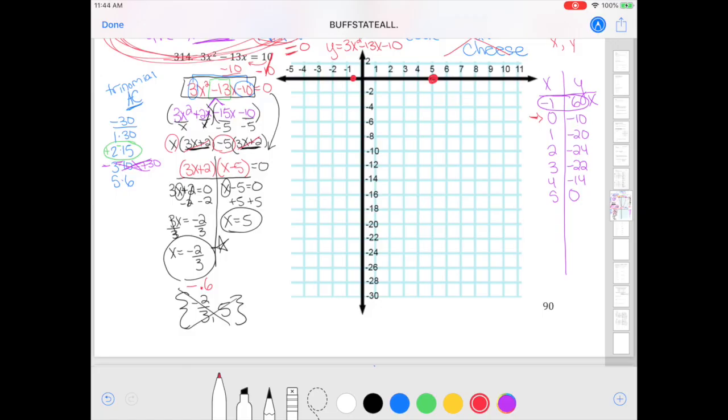0, -10 is plottable. I'm going to plot it starting right here at 0. Then I'm going to go down to -10. So this point right here, when x is 0 and y is -10. Then I'm going to plot 1, -20. So I go to 1 on my x-axis, down to -20 on my y-axis, and I keep going just like that. 2, -24. And 5, 0 we already have plotted, which is nice.